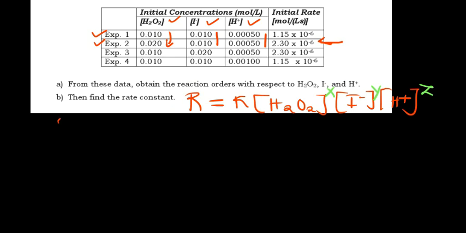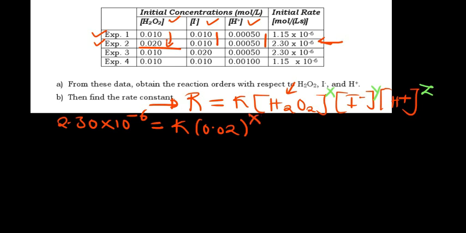So we'll start by the rate, since the equation starts with the rate. We have 2.30, and I'm going to be substituting in this equation that I've come up with. 2.3 times 10 to the power -6 is equal to k. First of all we've got H2O2, and I've arranged them in the same order. So we have 0.02, I'll be removing the last zeros, they're not significant, to the power x, and then for iodide it was 0.010 to the power y, and for the hydrogen 0.0005 to the power z. That is for experiment 2.